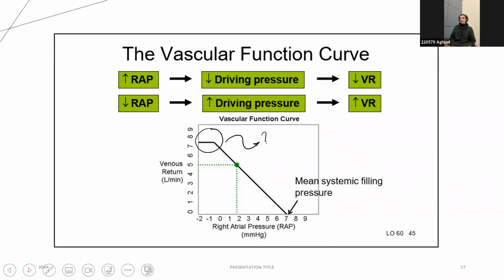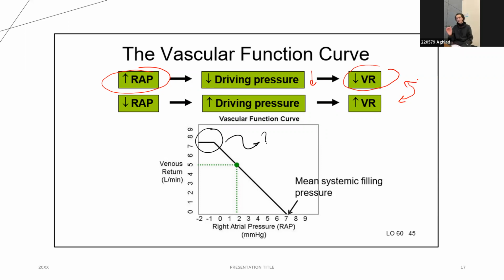Now the vascular function curve. Okay. Now it says here the right atrial pressure is increasing, right? The driving pressure is decreasing because of it, right? And now the venous return is decreasing, and vice versa. You see? Right. Now we want to put it in a curve, right? We want to describe this in a curve.